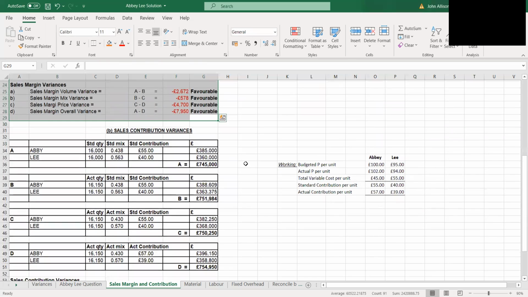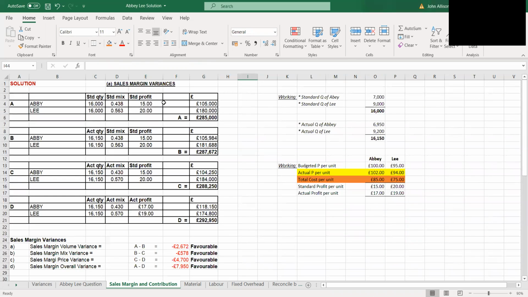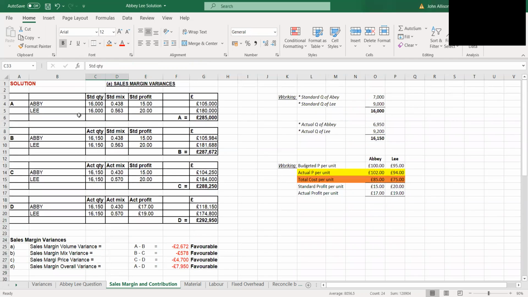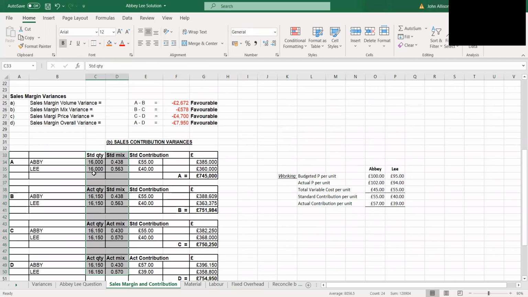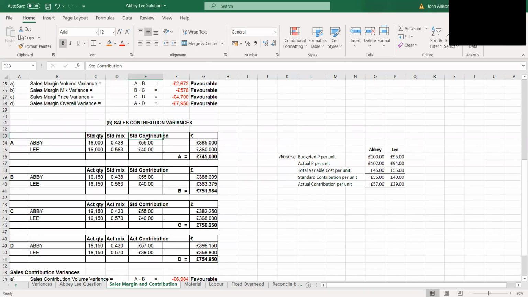Next thing then is the contribution variances. These are going to be highly similar to the margin variances. The standard quantity, standard mix, actual quantity and actual mix are going to be just the same. So these numbers here are all going to be the same as these ones here. So we can basically just lift these numbers into this set of workings here. What's different though is the contribution. So instead of looking at profit, we're now looking at contribution.